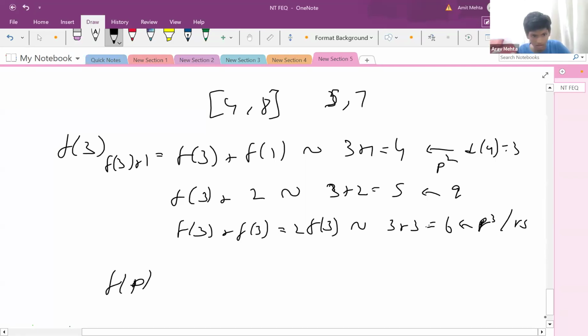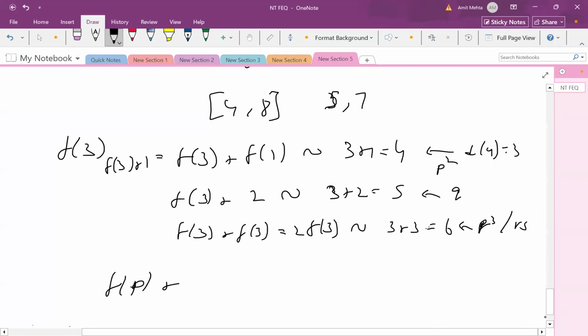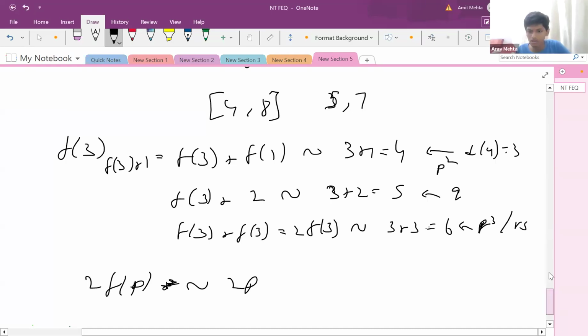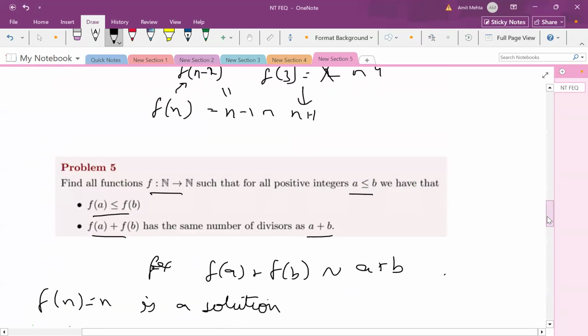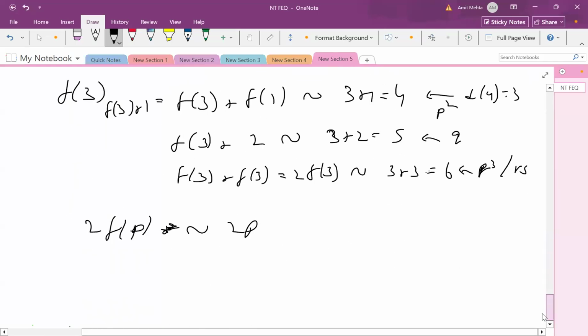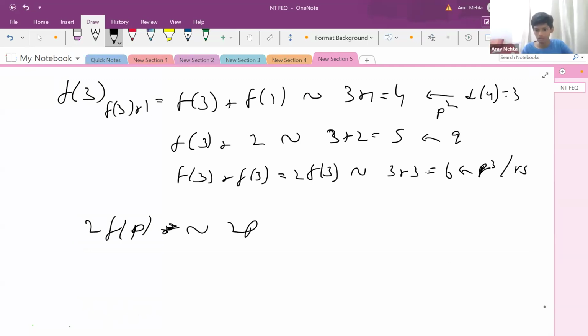Really? 2f of P is similar to 2P, so f of P must be some prime, with the same number of divisors. Wait, f of P is either some prime or 4. Oh, interesting. I forgot the case of 4.